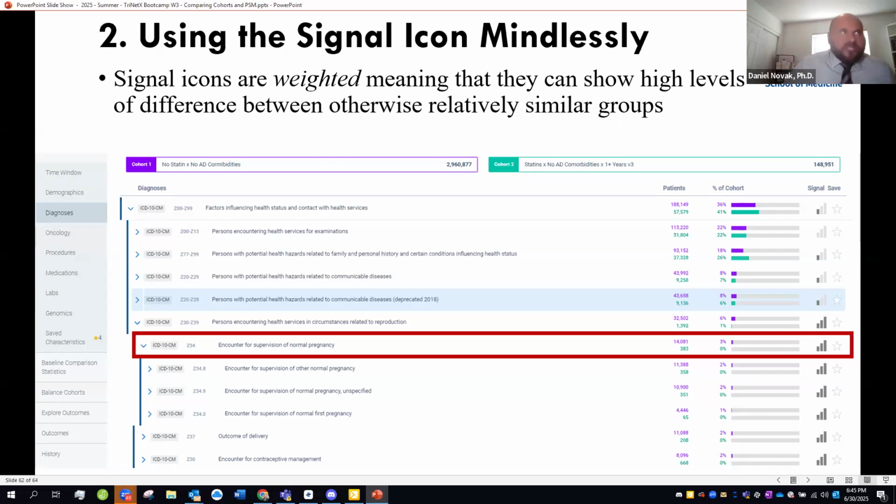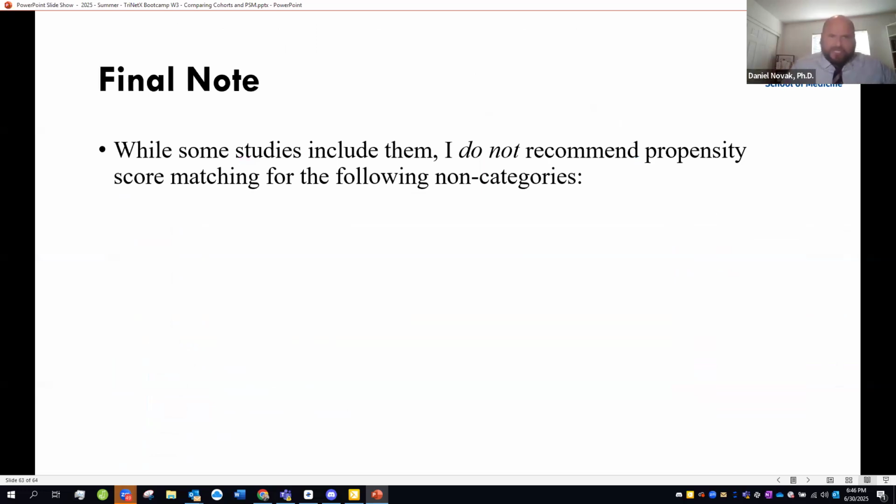However, if it's not relevant to your study, doing it can just be additional work. It'll be additional variance being added to your study for no reason. And it can actually drive what's called model overfit, meaning that in the quest to just throw everything into your propensity score model, you can actually start getting weird distortions where it starts picking people who aren't good fits for your study, because the propensity score assigned to each individual is all wacky. So it's something to think about as you're going: be very deliberate and use the signal icon mindfully, not mindlessly.